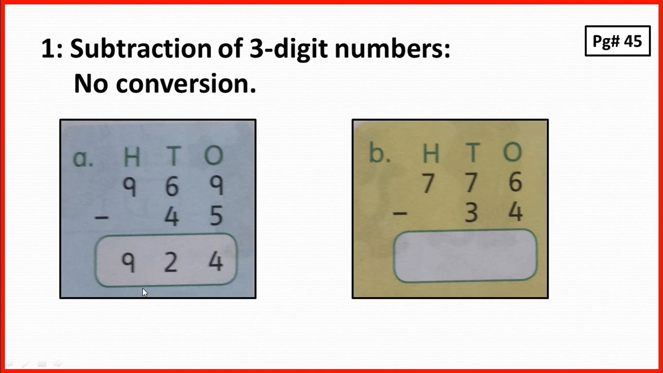Now I am going to solve part B of question number 1. Start with ones. When 4 subtracts from 6, the number comes 2. Now subtract tens. When 3 subtracts from 7, the number comes 4. Now coming to hundreds. There is nothing to subtract from 7. So here we write 7.